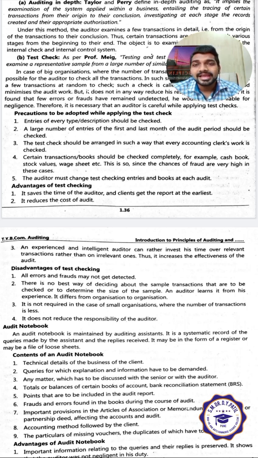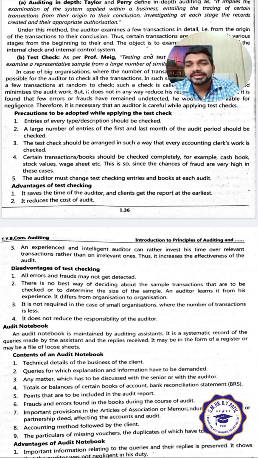For example, cash books, stock values, wages sheets, etc. This is so since the chances of fraud are very high in these cases. So, the auditor must change test checking entries and books at each audit.